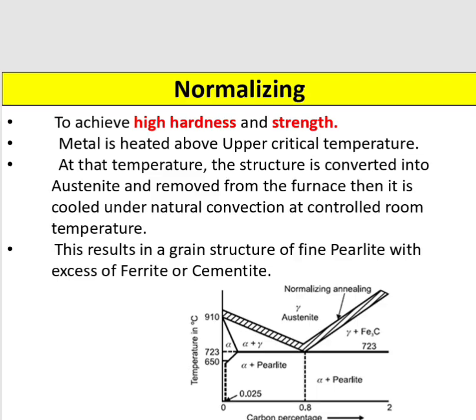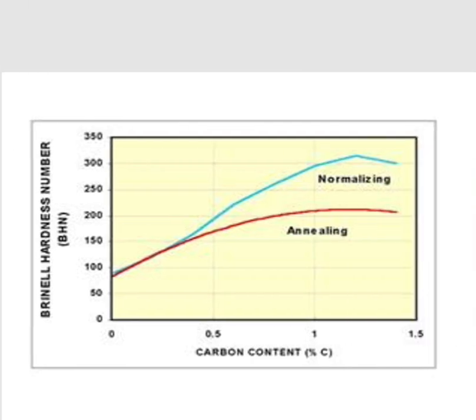In the graphical representation, it is also placed in a temperature versus carbon percentage diagram. In the diagram, the normalizing temperature is above the upper critical temperature of 723 degrees Celsius, as shown. This is the difference between annealing and normalizing. In normalizing, we obtain higher hardness and strength compared to annealing.